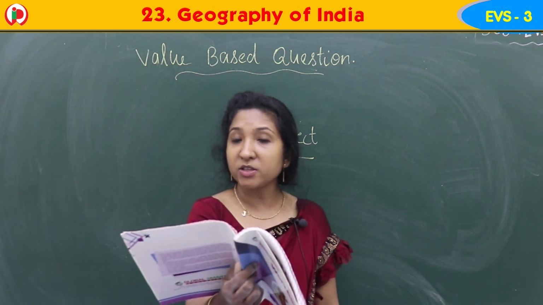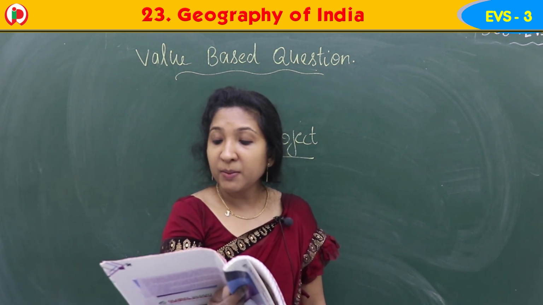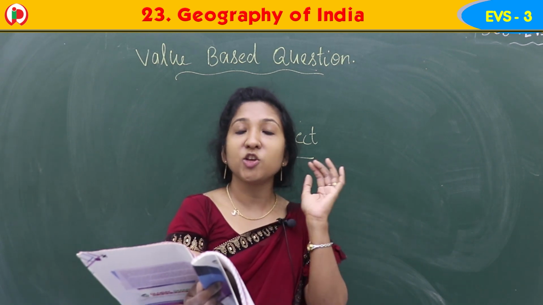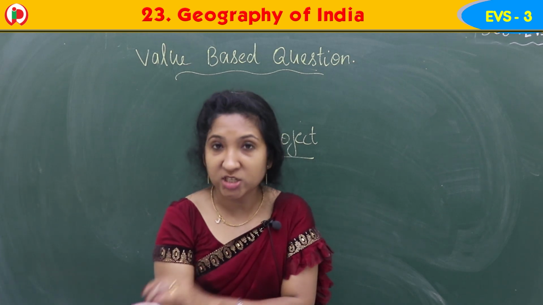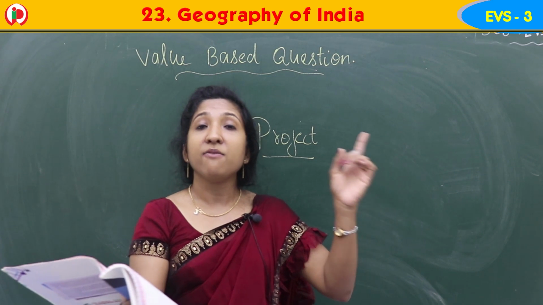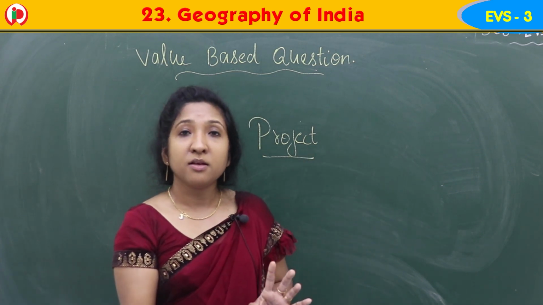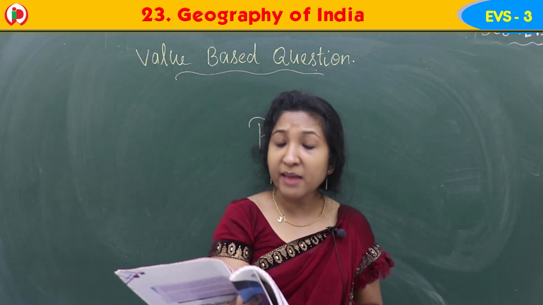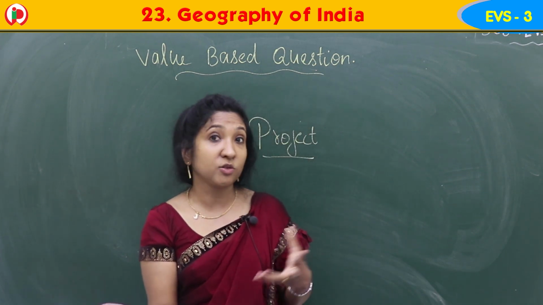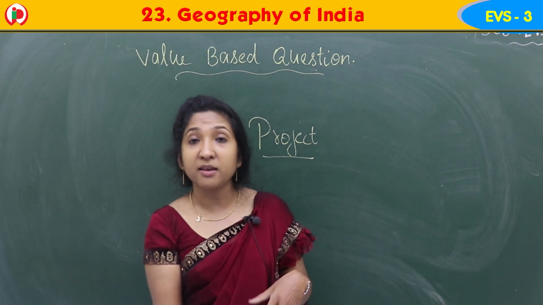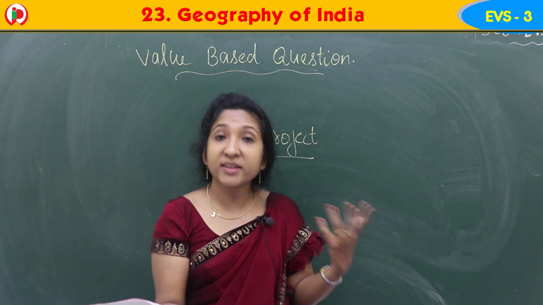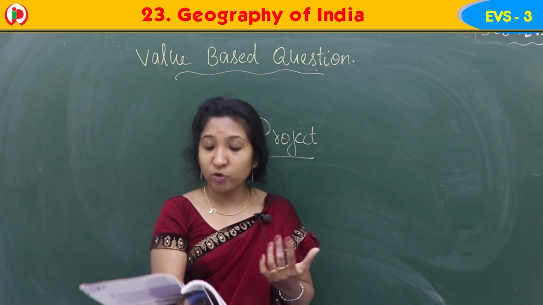Find information about the place where you live depending on the following points. Name of the region where you live, that name you have to mention. Region name you have to mention, whether it is a plain, a plateau or a desert. Climatic conditions: how is the climate over there, is it hot, cold or cool, sunny or windy? You have to write.